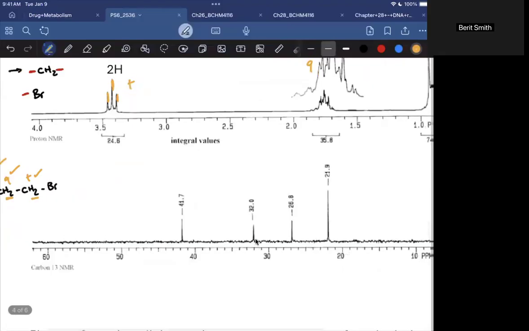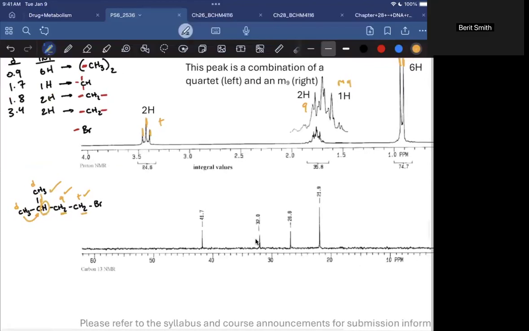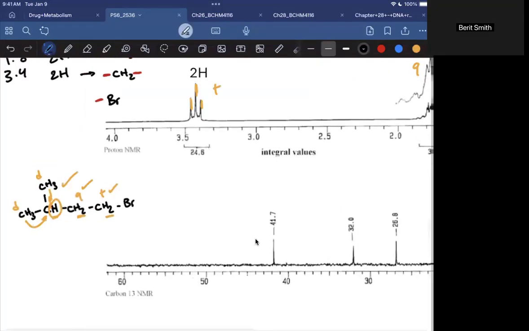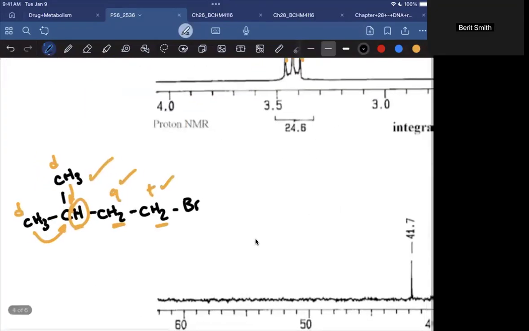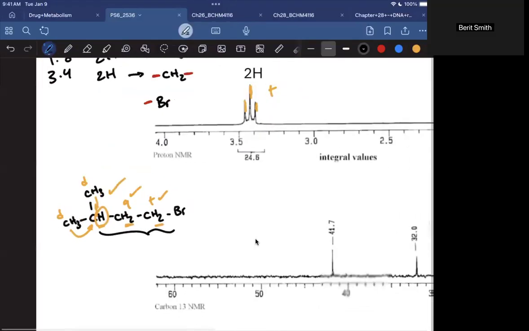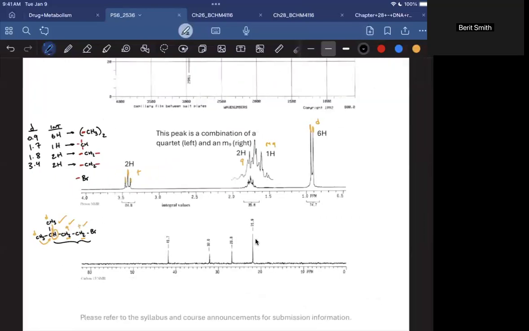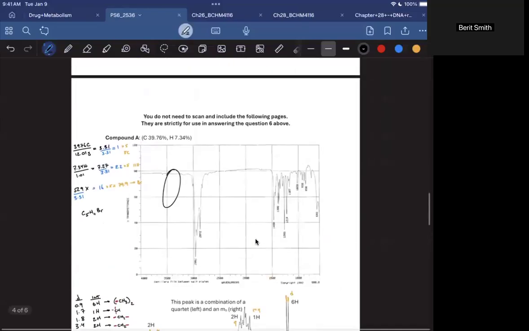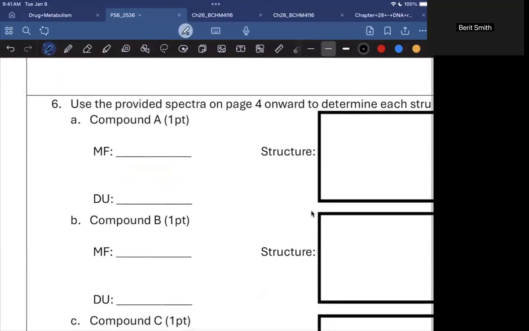And I didn't need the carbon NMR for this one. You can look at it, but I usually just use it as fact checking, make sure I have the right amount of carbons. So I've got these 2 methyls are equivalent, so that counts as 1 peak, and then 1, 2, 3 carbons right here. So that should be 4 peaks total, and we've got these 4 peaks total, so that matches up. All right, so just write this down on this page.